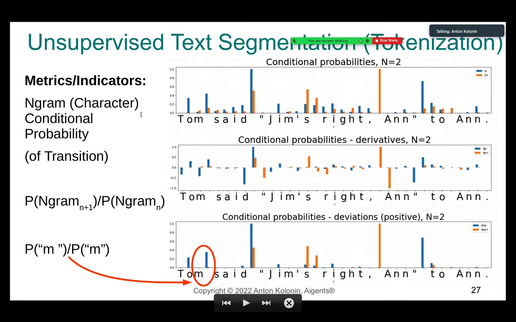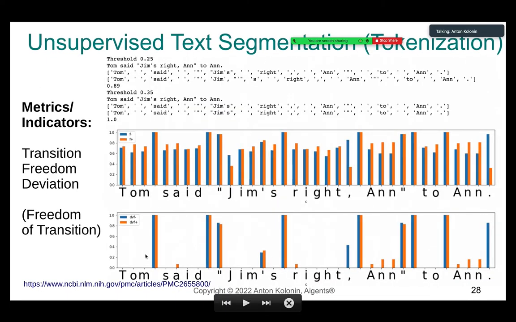If you move on to using the conditional probabilities, it's the same. Spaces are identified pretty well, but you can't identify the punctuation, commas, periods, and all sorts of quotations and brackets. Also, you can find that some words may be cut into pieces, so that doesn't look right. And finally, if you go to the transition freedom, the derivative of the transition freedom in this case, you can nicely cut the words by spaces, and you can identify all quotation marks, all commas and all periods.